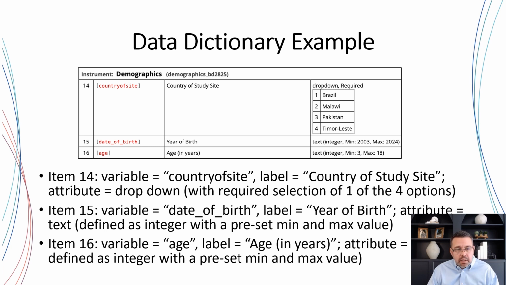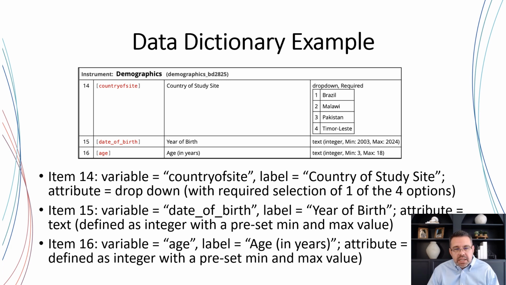Item 15 here is date of birth. We can see that in the variable name or the field name. The label is year of birth, right? So you can see we are being a bit more descriptive in that label than we can in the variable name. And some of these variable labels will be much more descriptive, right? They may be a sentence or more actually describing what's being collected by that variable name.